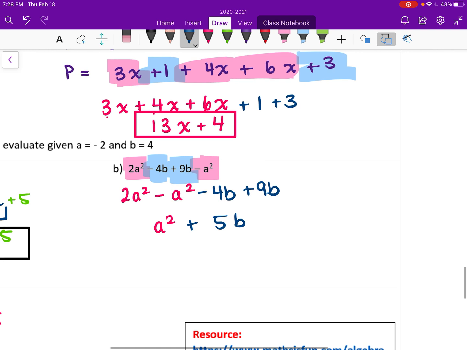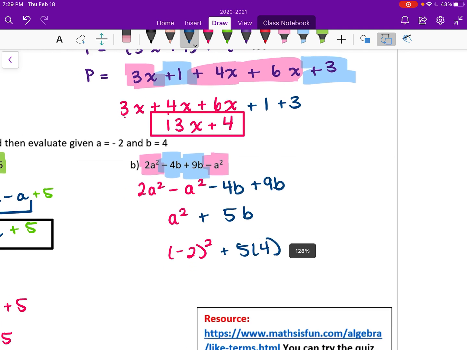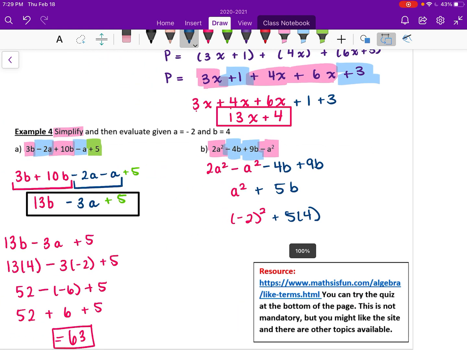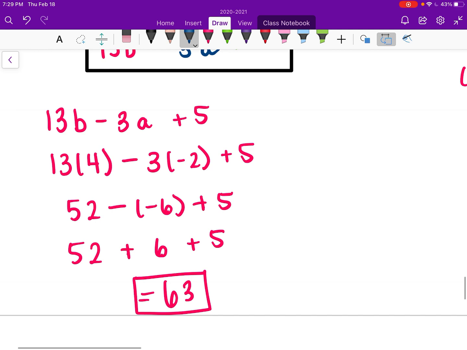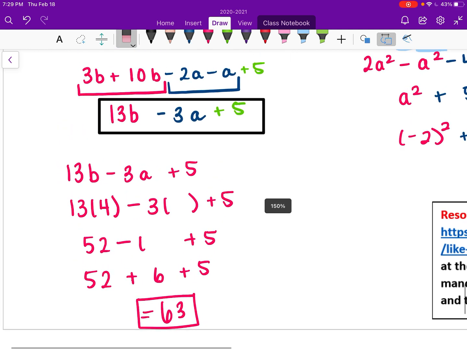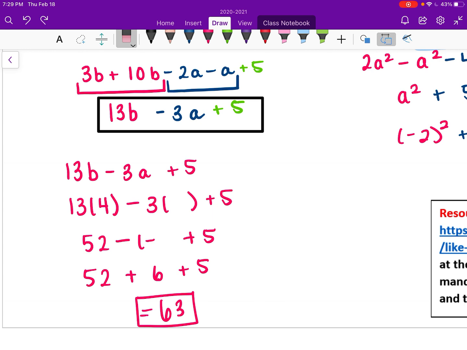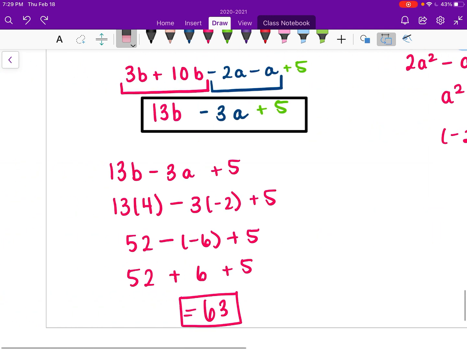And I'm just going to go substitute my a and my b in. So I know that my a is negative 2, so I'm going to plug that in. Negative 2 squared. And then plus 5 times 4, right? Sorry, I'm just going to go back and fix this mistake. This shouldn't be, this should be a 4, right? Because that was, nope, never mind. I was wrong. Ignore that. I was right the first time, right?